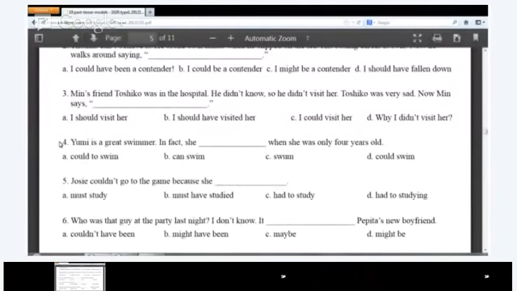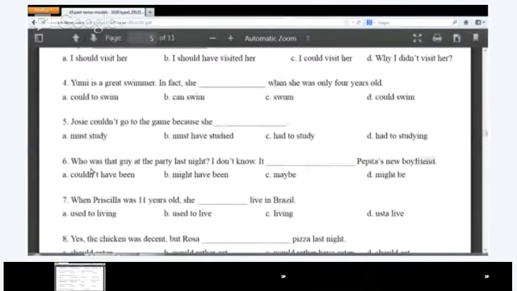Yumi is a great swimmer. In fact, when she was only 4 years old, she could swim. Good. So D, right? She could swim. Yes. She was only 4 years old. Excellent job. Thank you, Dina. All right, let's go to numbers 5 and 6.